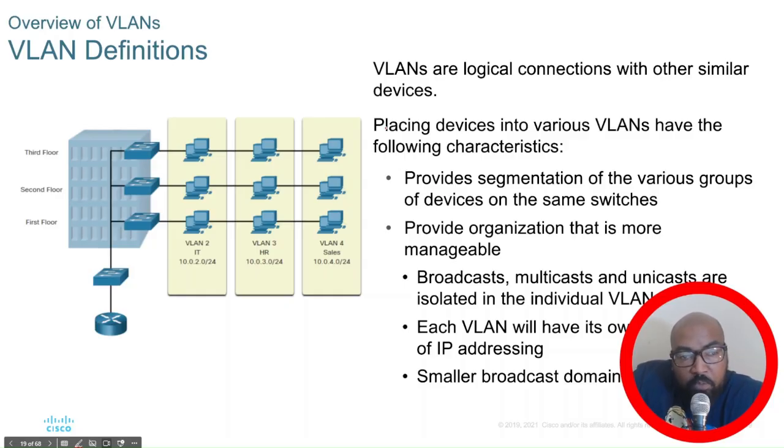So placing devices in various VLANs provides organization that is more manageable. That is correct. We want things to be more manageable. Broadcast, multicast, unicast are isolated into one individual virtual local area network. So it's going to reduce that broadcast, right? It's going to reduce that broadcast. Each VLAN will have its own unique range of IP addressing.